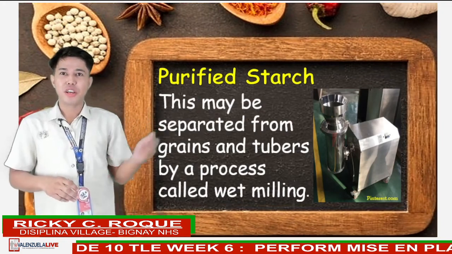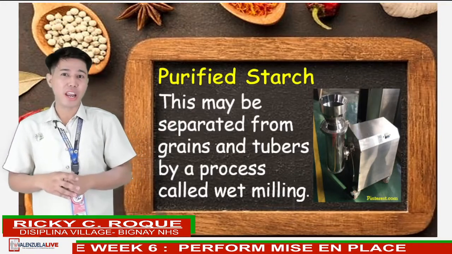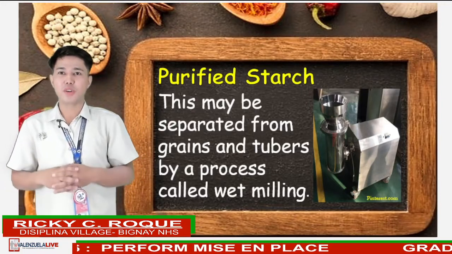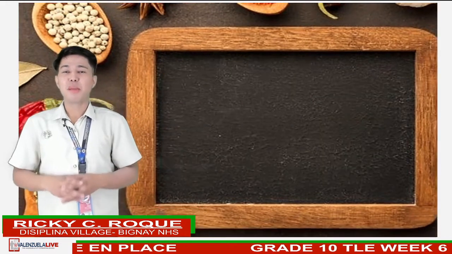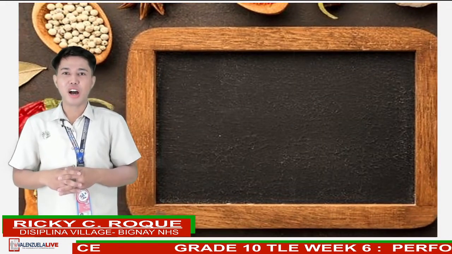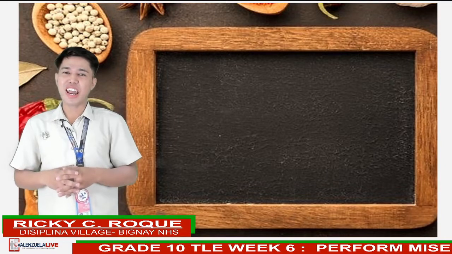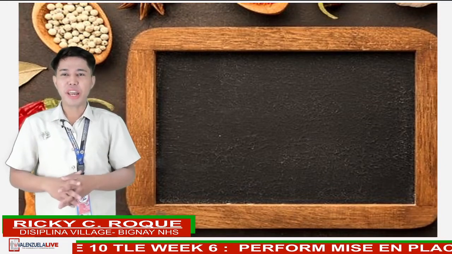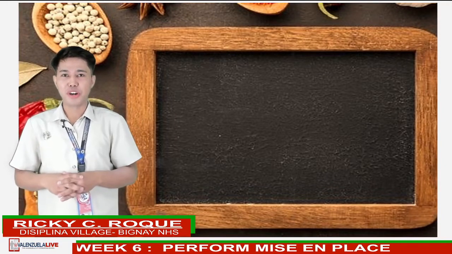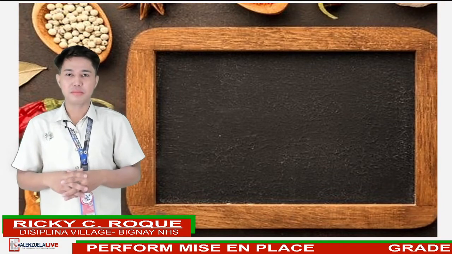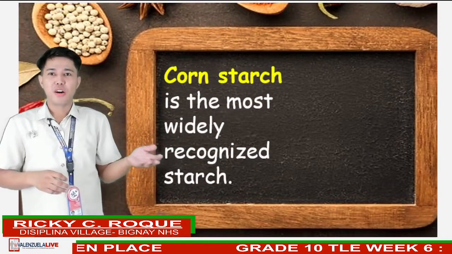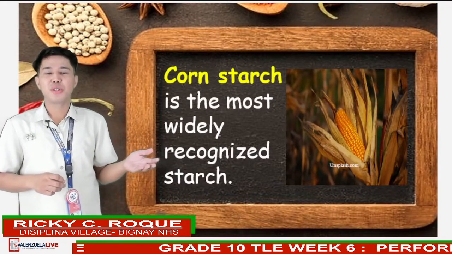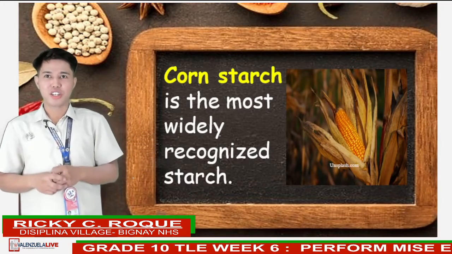Purified starch may be separated from grains and tubers by a process called wet milling. This procedure employs various techniques of grinding, screening, and centrifuging to separate the starch from fiber, oil, and protein. As you can see on the screen, the picture of the machine to purify starch.